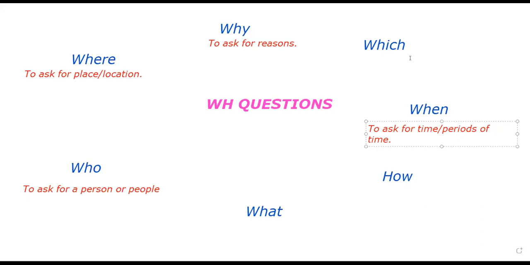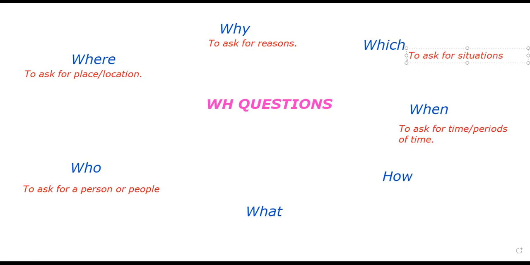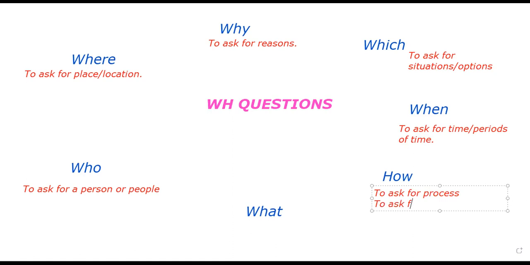Which to ask for situations. For situations, very good. In this case, options, right? Actions, options, choices. Very good. What about what and how? To ask for process. For process, okay. That's how, to ask for process, to ask for manner, right?